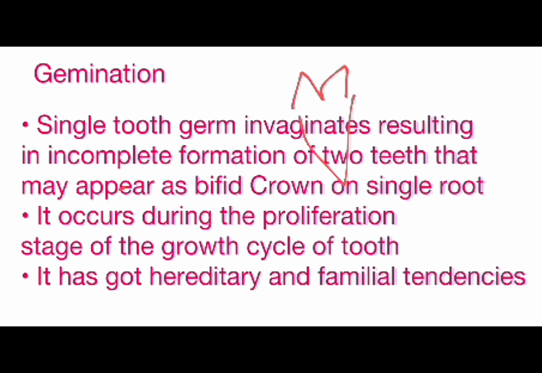Gemination usually occurs during the proliferation stage of the growth cycle of the tooth. So here the proliferation stage is very important to remember. And gemination also has a hereditary and familial tendency. So it usually runs in families and it has a hereditary tendency.